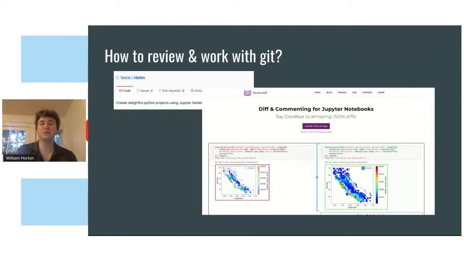ReviewNB is another tool. You can see a screenshot where it helps. GitHub can render the notebooks, but it still is very bad at diffing. So ReviewNB is a tool that helps you diff them.